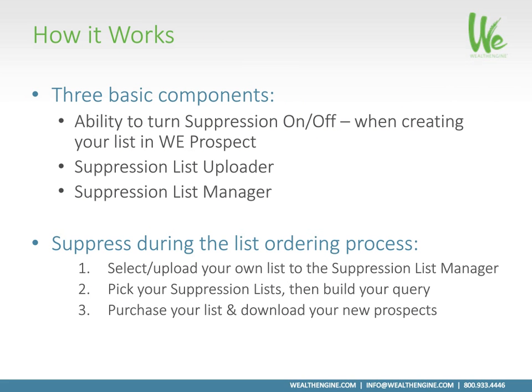And in terms of engineering and how it works, it's pretty amazing, but there are basically 3 basic components. You have the ability to turn suppression on and off when you're using the WeProspect tool. You have your suppression list uploader, which allows you to upload any lists that you want to use to suppress against, up to 1 million records. And then you have your suppression list manager, where you can see all of the different lists in your queue that you've uploaded, and also other lists such as your saved WeProspect lists.